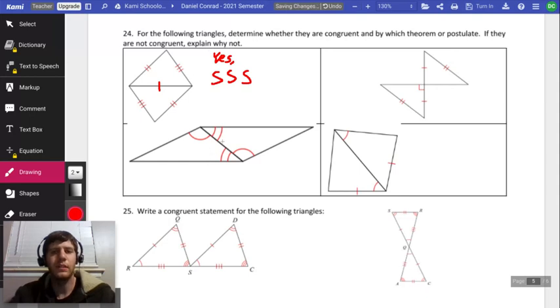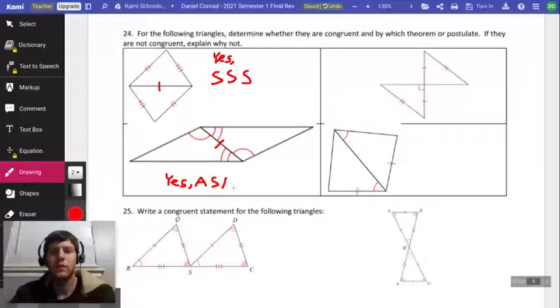Okay, this one down here, again, we can use the reflexive property. And now we have 2 pairs of corresponding angles that are congruent, and then the included sides are congruent as well. So we can use angle, side, angle. So yes, these 2 triangles are congruent by angle, side, angle.